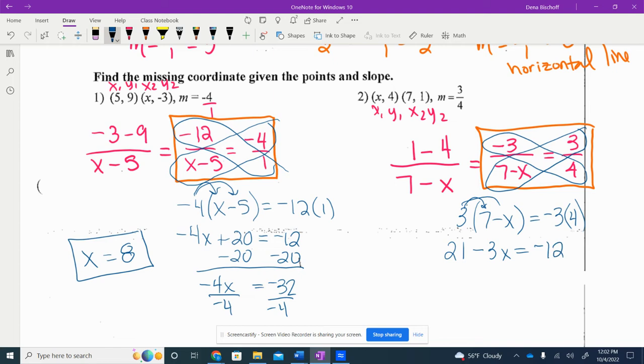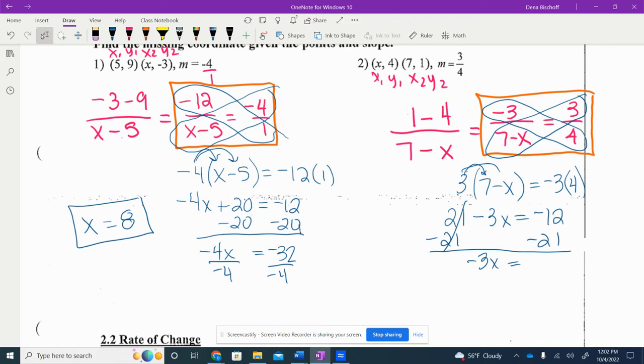What do you want to do next? Subtract 21. So I have negative 3x equals, the signs are the same, so I'm going to add those two numbers together and keep the sign, negative 33. Last step, divide both sides by negative 3. So I find out that x equals 11. X equals 11.